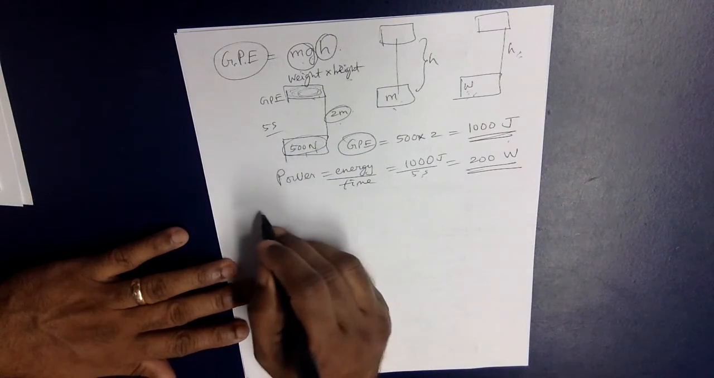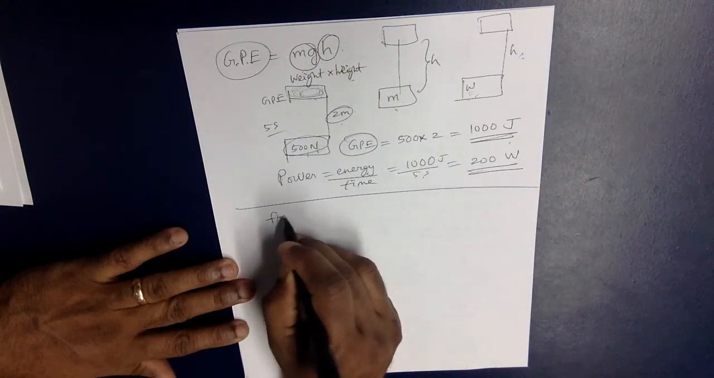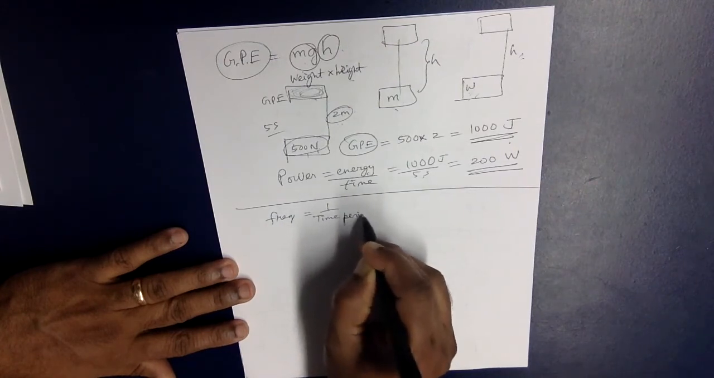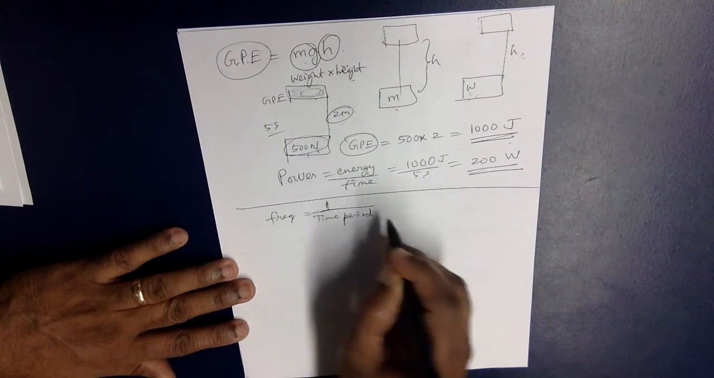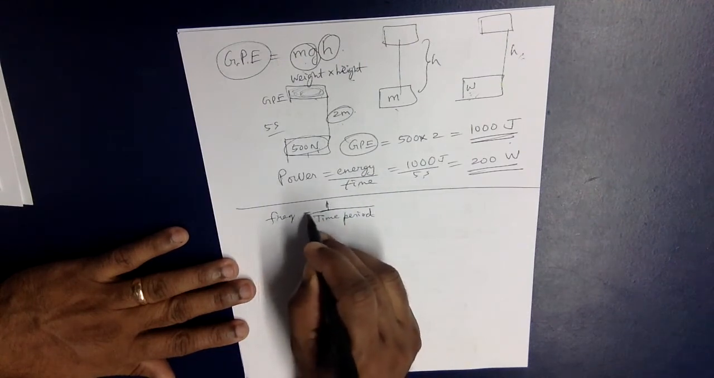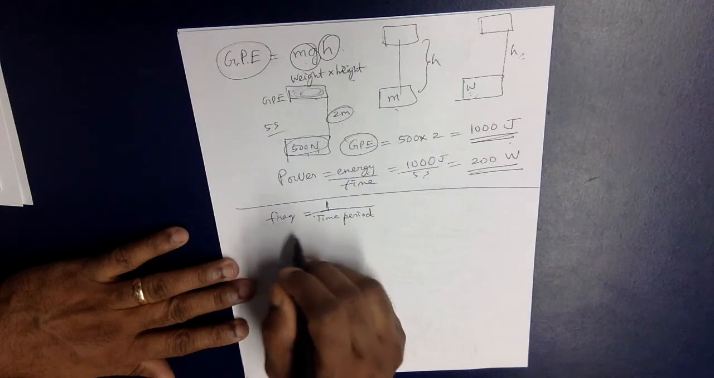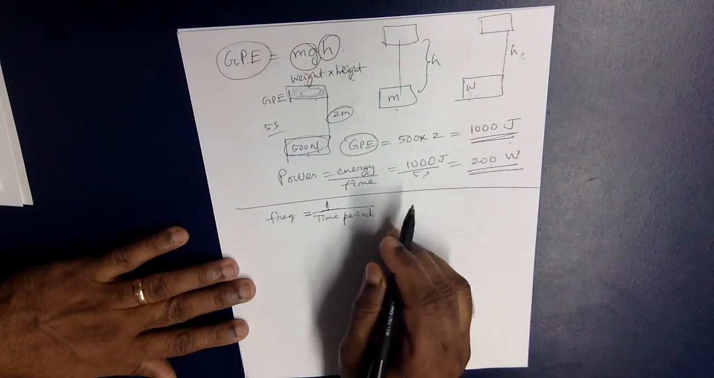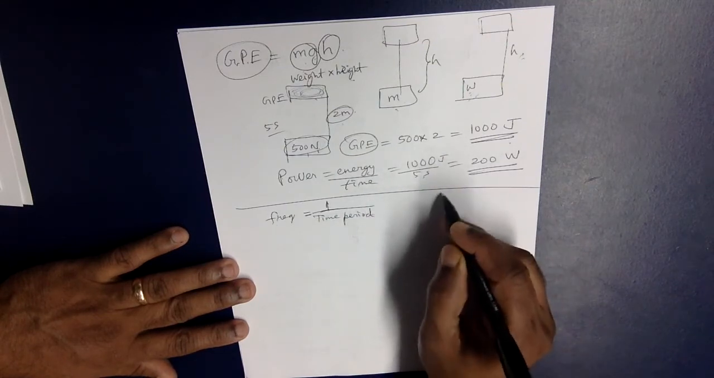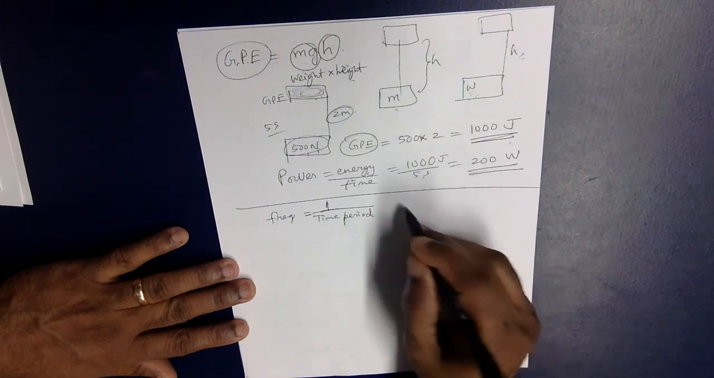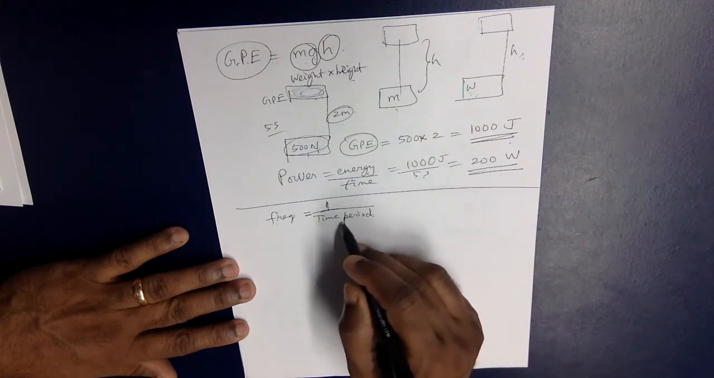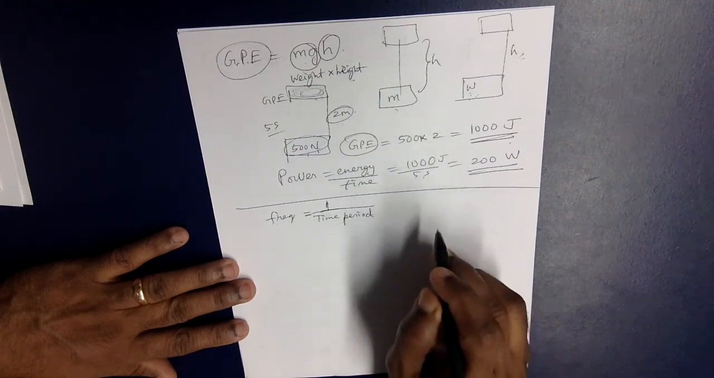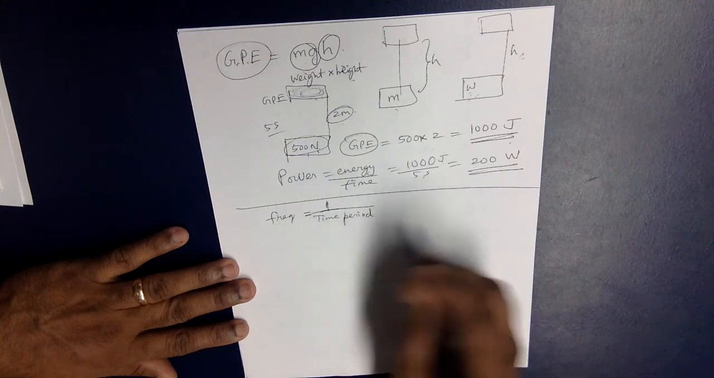The other thing is frequency. Frequency is 1 over time period. Frequency is the reciprocal of time period. So what is frequency? Frequency is the number of times something happens per second. And time period is the time taken for that happening. All right? So for example, if a pendulum is swinging back and forth with a time period of 2 seconds, how much is the frequency?